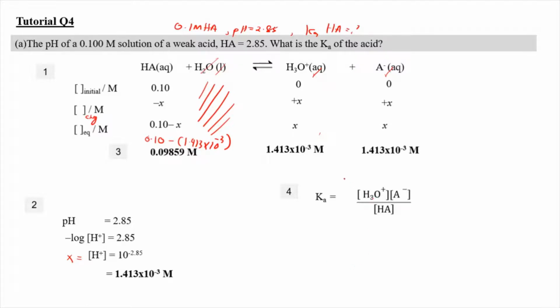So for the H3O plus, the value is going to be 1.413 times 10 to the power of negative 3, multiplied by the similar value, divided by 0.09859. And then lastly, we're going to get the value of Ka, which is 2.025 times 10 to the power of negative 5 molar. And the unit here is going to be ignored in this chapter. Alright.